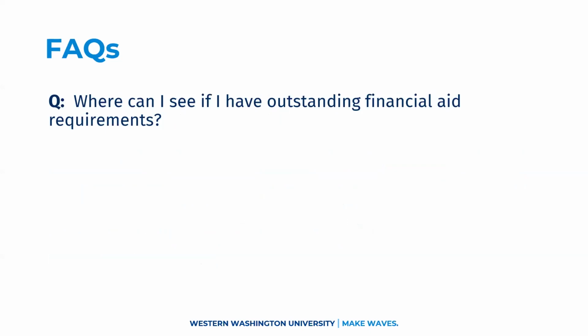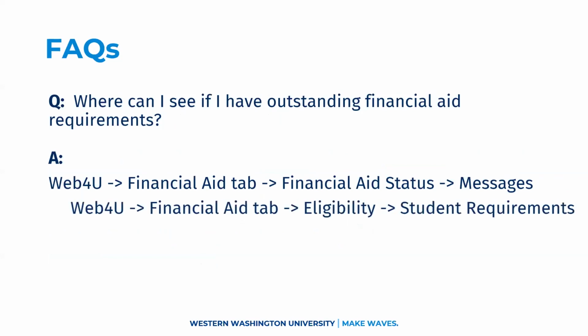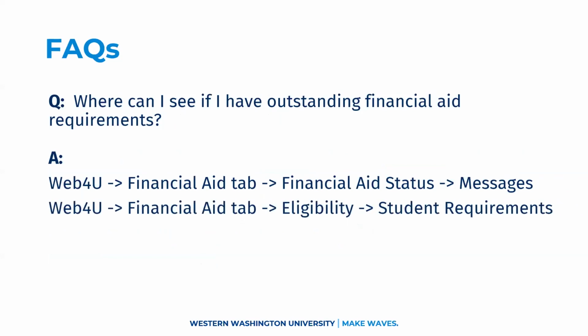All right, next FAQ. You might be wondering, I don't know if I have outstanding financial aid requirements. How can I make sure that I know if I do? And the answer to that is Web4U. Go check your Web4U. There are a couple different places to look in the financial aid tab. So you can go into financial aid statuses to view those active messages. And then you can also go under the eligibility tab that was also highlighted earlier to see any outstanding student requirements. So I encourage all of you to go check there and just make sure that there's nothing outstanding or no messages that you haven't read yet, rather, I should say.